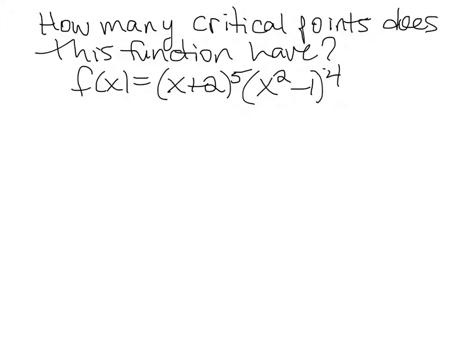Sometimes it pays to simplify before you differentiate, but in this case, if you think about simplifying, you would have to multiply out (x + 2)^5 and (x^2 - 1)^4, which will become quite complicated. So it pays in this case to use the product rule.